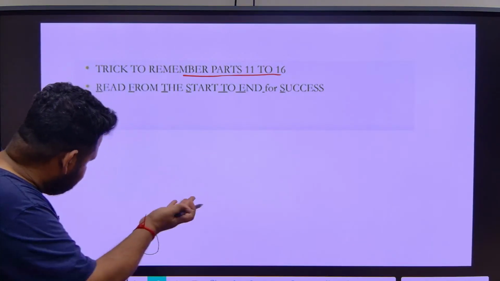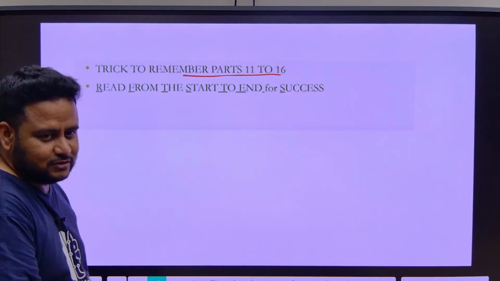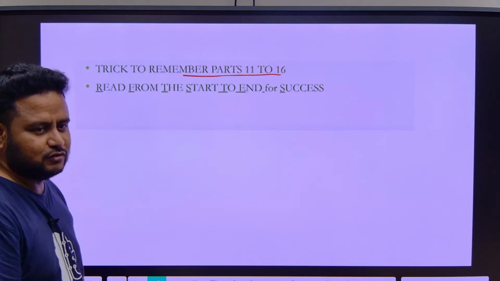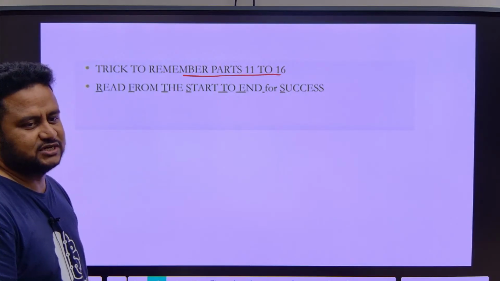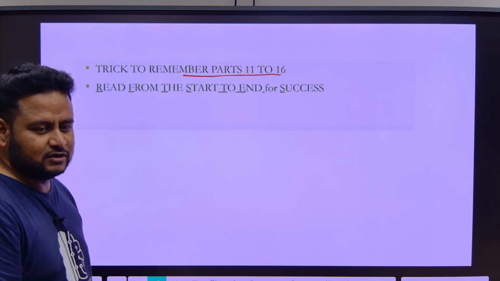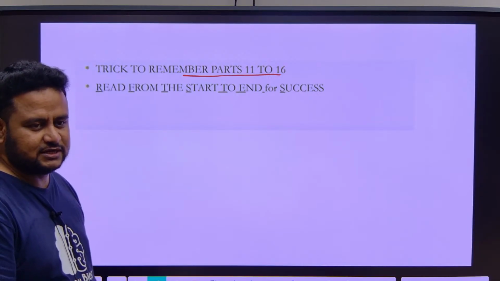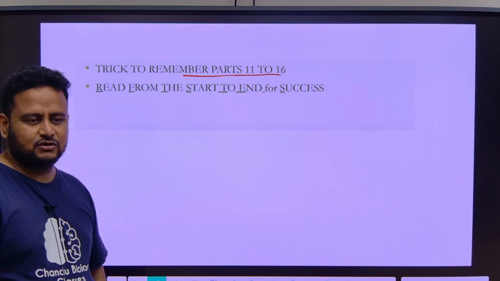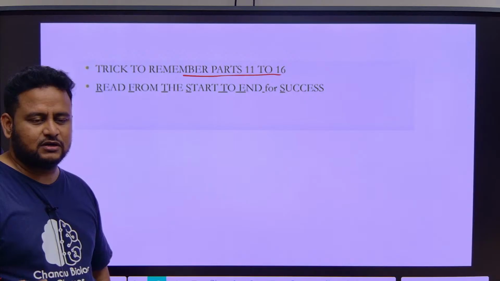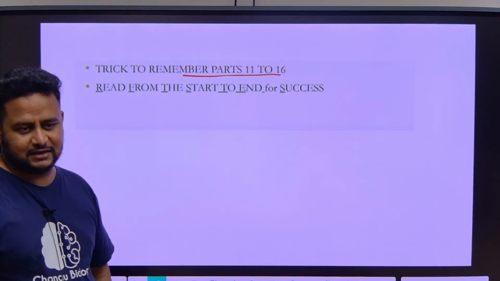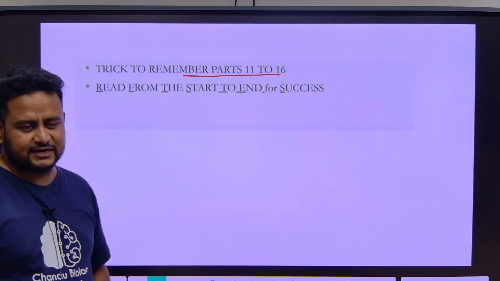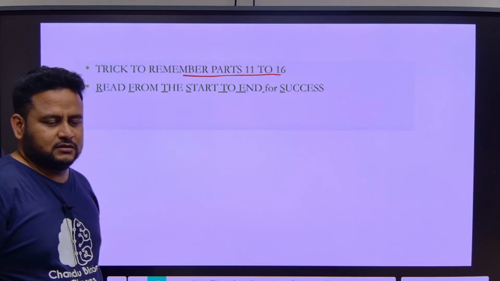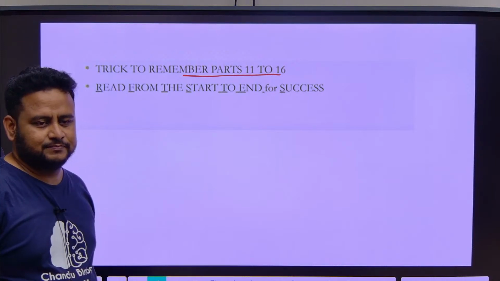Whatever I have written in the statement is also true, you have to read from start to end for success, but that is not actually true. You have to read as per the previous year questions and the syllabus. You have to organize your preparation in proper order. In books they will not be in proper order, but you have to read in such a way that concepts keep getting built up layer by layer. It should not be read in isolation.